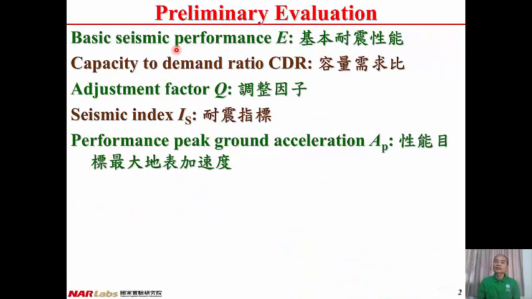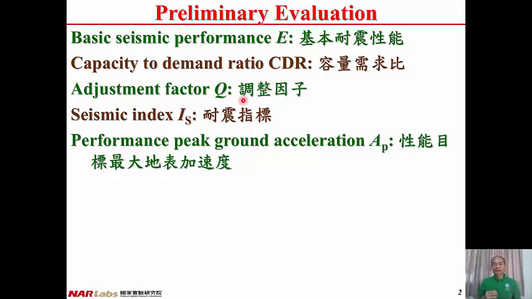And here are some terminology. Basic seismic performance, E, in Chinese, 基本耐震性能. By comparing the capacity to demand ratio, CDR, in Chinese, 容量需求比, then we can have the result, basic seismic performance, in preliminary evaluation.